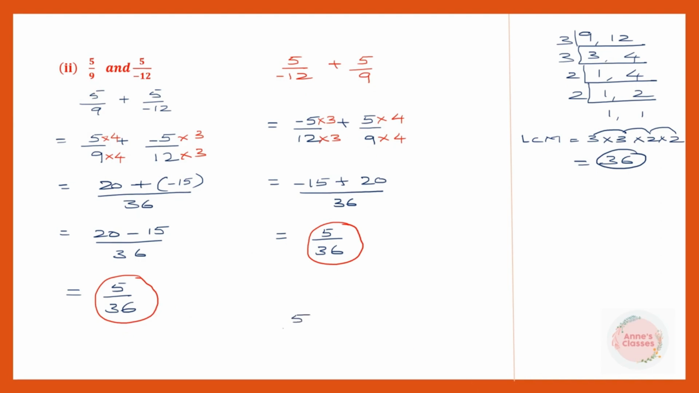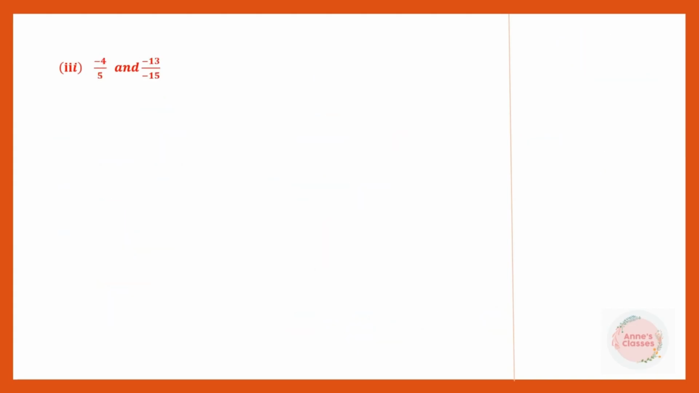So we can say 5 by 9 plus 5 by minus 12 is the same as 5 by minus 12 plus 5 by 9. That's verifying the commutative property. Question 3. So here first let's add this in the same order as it's given to us. Minus 4 by 5 plus minus 13 by minus 15.